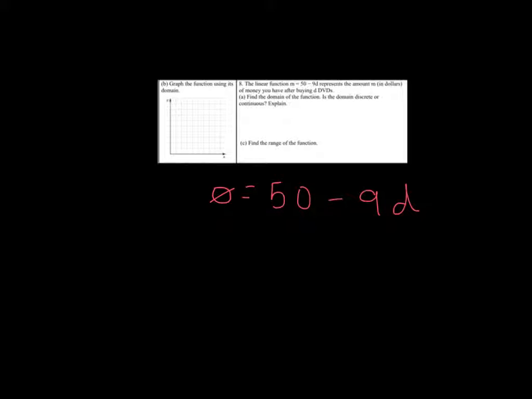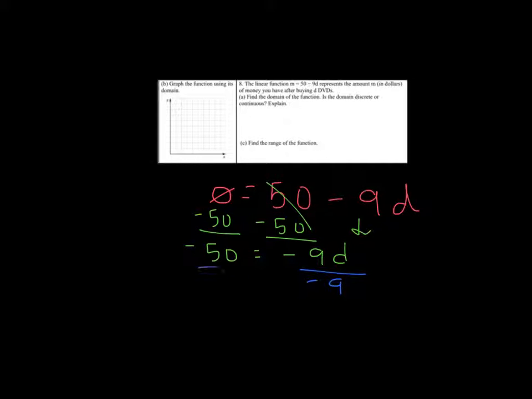So what I'm going to do is set my equation equal to 0, because that would be if I was to spend all of the money, and I'm going to solve. The first thing that I would do to solve this equation is to subtract 50 from both sides. When I do that, I get negative 50 is equal to negative 9d. The opposite of multiplying by negative 9 would be to divide by negative 9, so those would cancel. And then when I actually do that division of negative 50 divided by negative 9, I get 5.5 repeating.